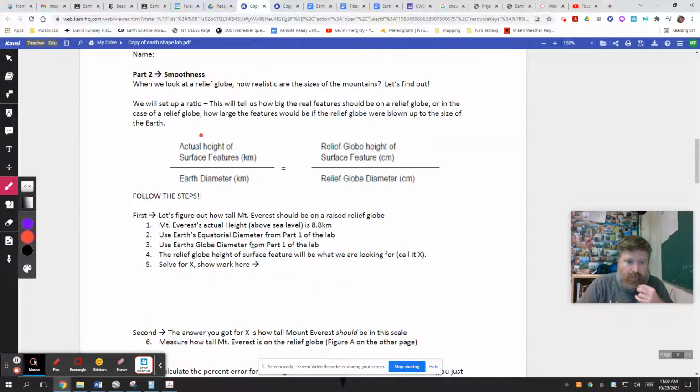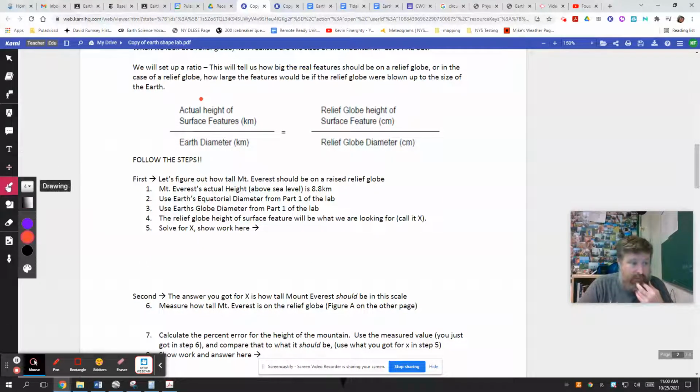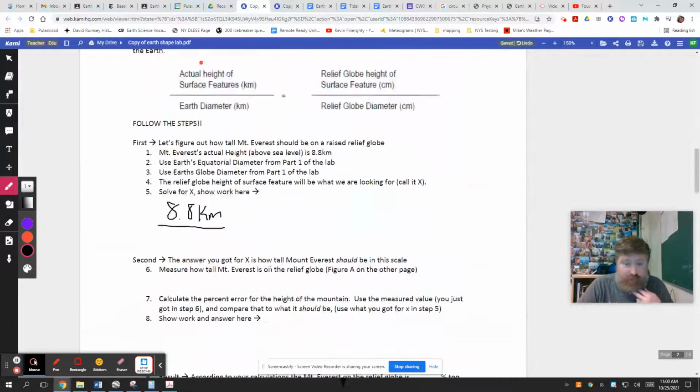Okay? So first, let's figure out how tall Mount Everest should be on a raised relief globe. So we'll take the data of the real life Mount Everest and figure out how tall it should be. All right. I'm going to change to a smaller pen here. So actual height of surface feature from Mount Everest, 8.8 kilometers. We'll start with that. Earth's actual diameter, which I'm just going to steal this one from up above, is 12,756 kilometers.